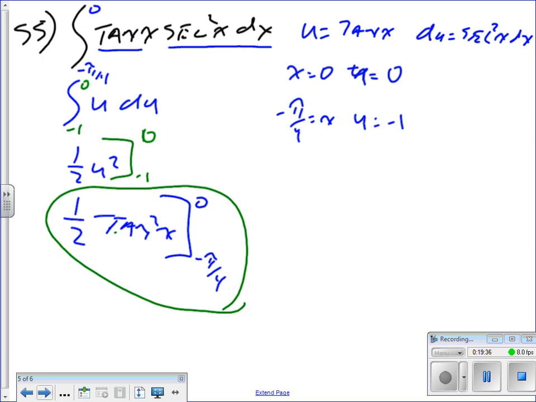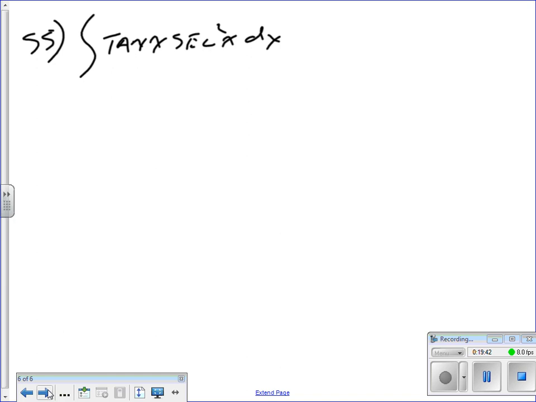Okay. Done with this? Okay. I have another choice. Does somebody see my other choice for my u? Not secant squared. What's the derivative of secant squared? It would be 2 secant squared x tangent x. I don't have that. Just plain secant x, because this can be rewritten as tangent x secant x dx.